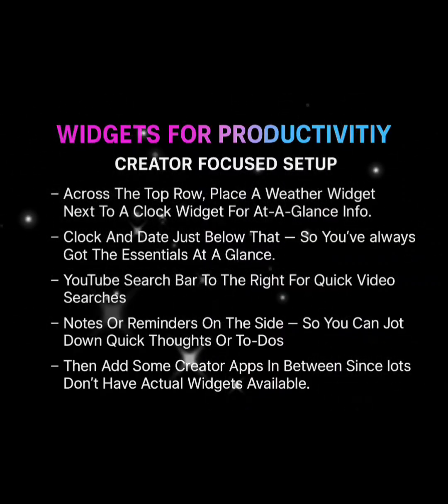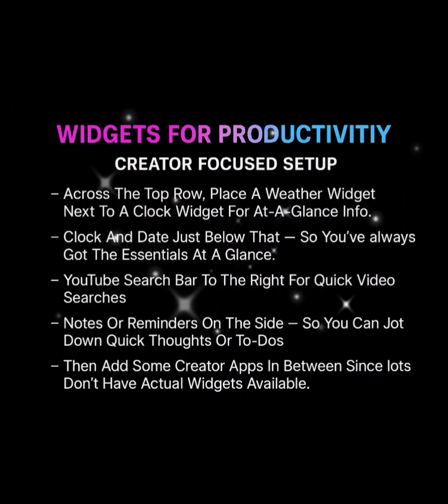Start by placing an internet search bar across the top. This gives you instant access to web searches. Just below that, you can add a date and time widget. It keeps your essential info right where you need it. Over to the side, I recommend placing a YouTube search bar. This is great for creators. You can instantly search for videos.